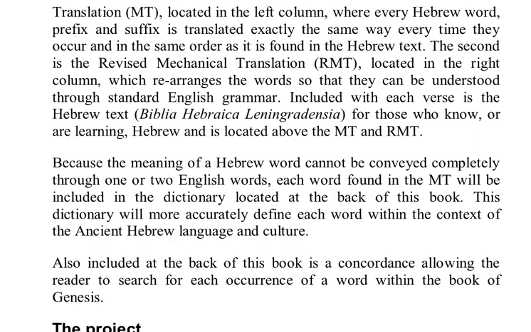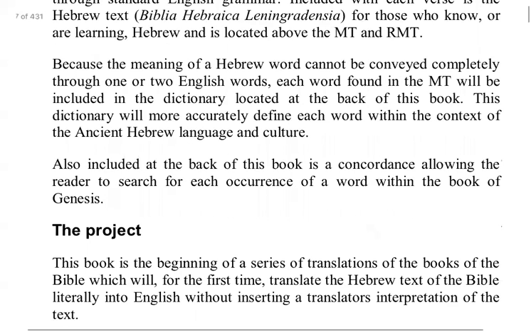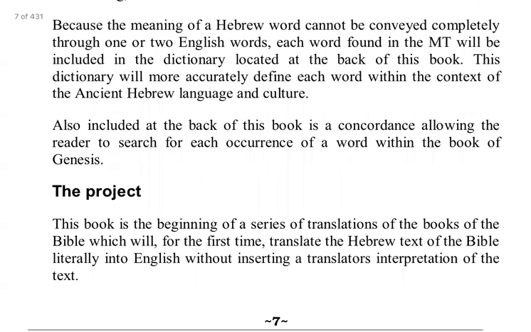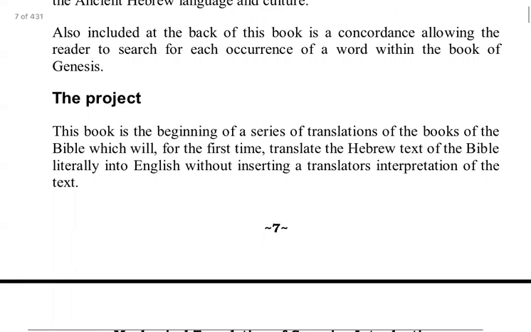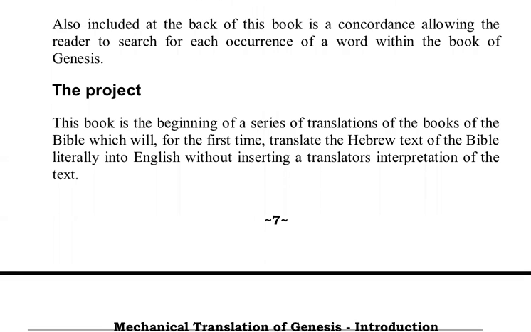Included with each verse is the Hebrew text, Biblia Hebraica Leningradensia, for those who know or are learning Hebrew, and is located above the MT and RMT. Because the meaning of the Hebrew word cannot be conveyed completely through one or two English words, each word found in the MT will be included in the dictionary located at the back of this book. This dictionary will more accurately define each word within the context of the ancient Hebrew language and culture. Also included at the back of this book is a concordance, allowing the reader to search for each occurrence of a word within the book of Genesis.